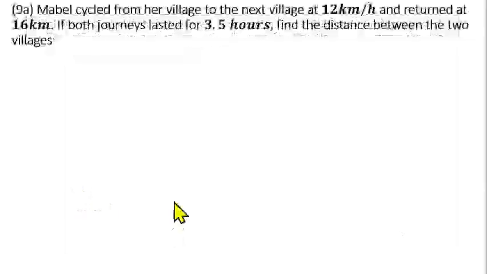Question number 9a is a word problem. We are told that Mabel cycled from a village to the next village at 12 km per hour and returned at 16 km.